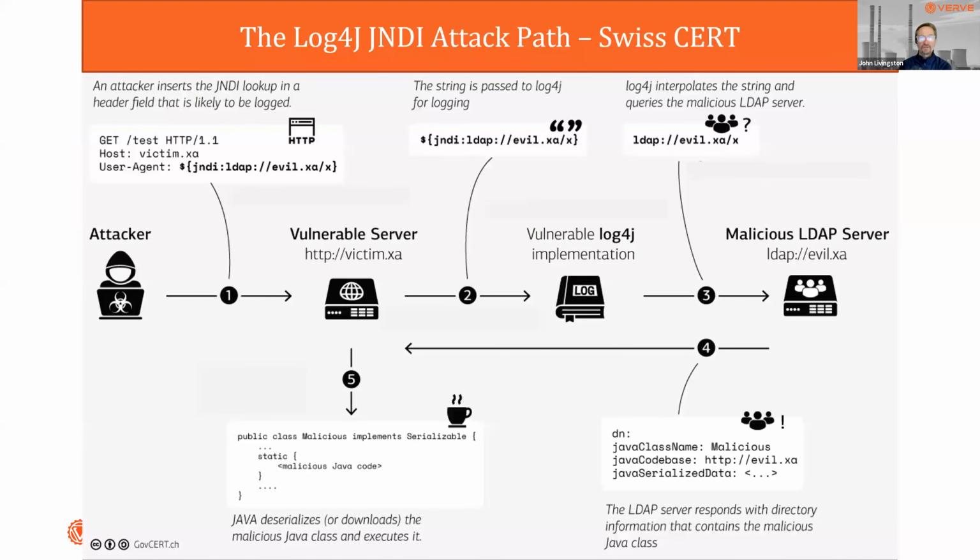So what does that look like? The Swiss CERT came out with a pretty good graphic of this. An attacker inserts this lookup in a header field that is likely to be logged, and they hit that vulnerable server. Then that string is passed into Log4j, so it logs that string. It then queries the malicious server.